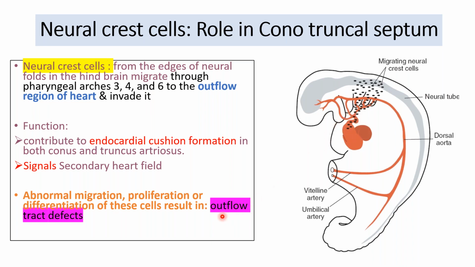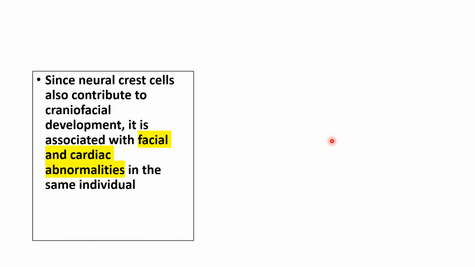So now we'll see what those outflow tract defects are. You have seen in this picture and in this demonstration how the neural crest cells are important for the conotruncal septum formation. Now, we know the derivatives of neural crest cells: these cells also contribute to craniofacial development. That is why whenever there are cardiac abnormalities, there are associated facial defects. So facial defects and cardiac abnormalities are often seen in the same individual because of the common source, that is, the neural crest cells' involvement.